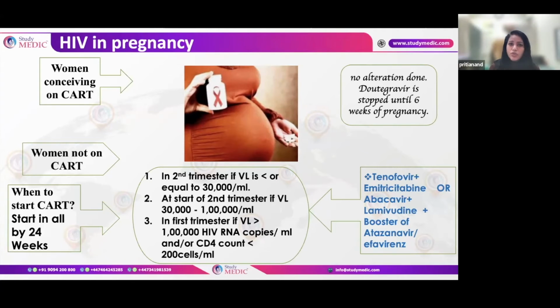Now, if the patient is diagnosed in pregnancy as HIV positive, when to start the antiviral? If the viral load is less than 30,000, you can start in the second trimester. If it is 30,000 to 1 lakh, you can start at the start of the second trimester. And if the viral load is more than 1 lakh, then you have to start it in the first trimester as soon as possible. Do remember, if you are not checking the viral load, or the patient refuses any type of testing, then ideally all the patients need to start ART by 24 weeks of pregnancy. Tenofovir with emtricitabine or abacavir with lamivudine, and a booster of atazanavir with efavirenz can be added, respectively as required.